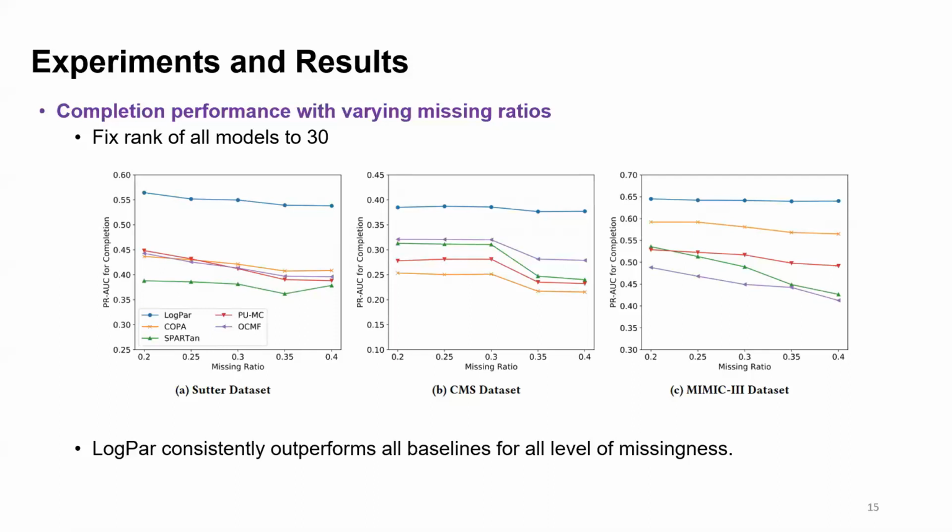Then we fix the rank of all models to 30 and measure the completion performance with varying missing ratios. Again, the blue line is our model. Here we can see a larger gap between our model and all the baselines, which indicates that LogPar consistently outperforms all baselines for all levels of missingness. And with the increasing level of missingness, our model is more robust.